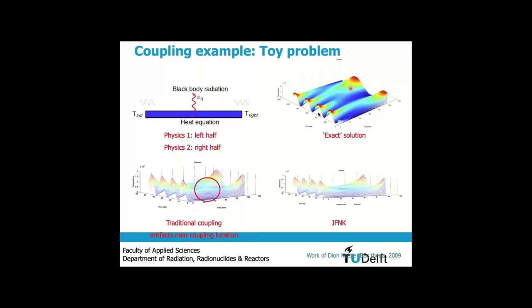Now, there's the exact solution of this. There are temperatures that are oscillating because the temperatures on the left and the right are also oscillating. So that's what drives this. And then what I did is two solution methods.